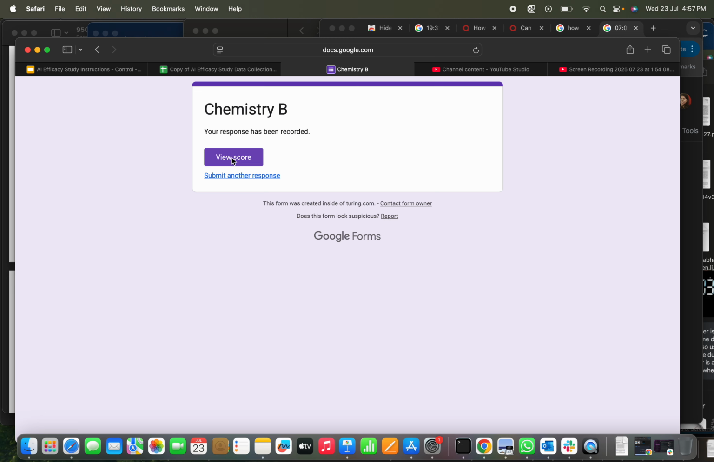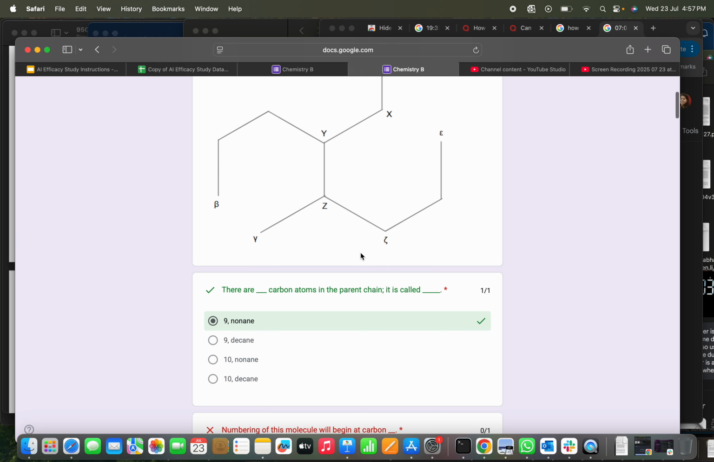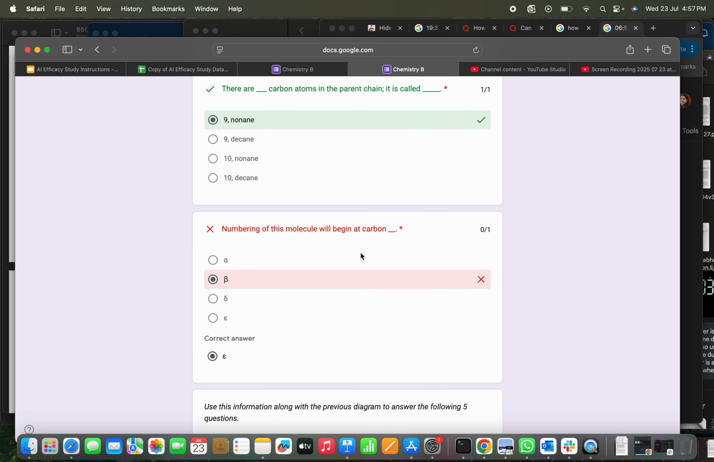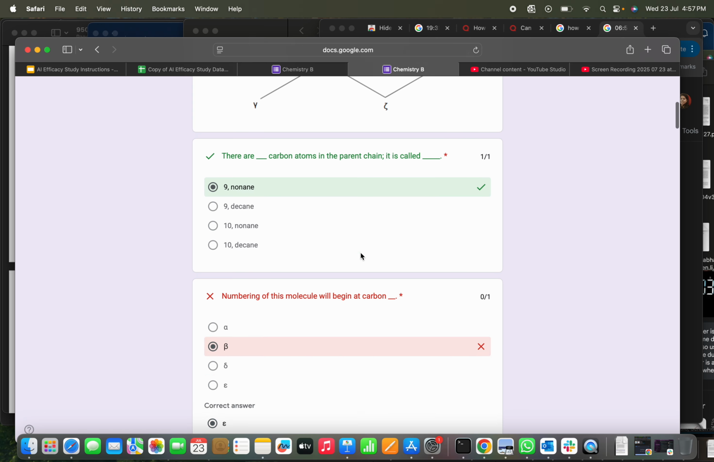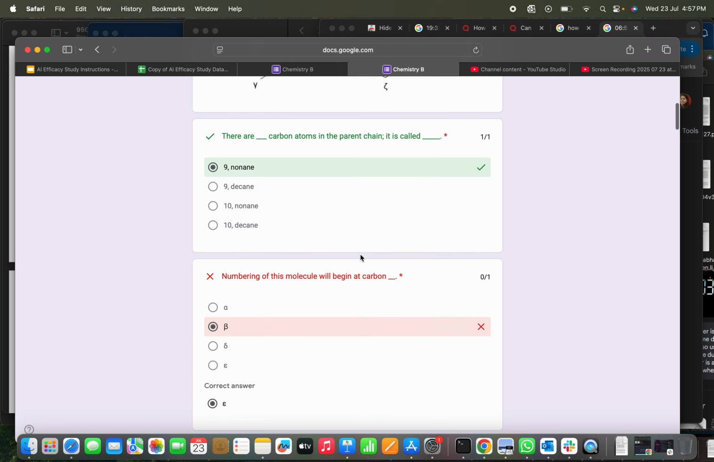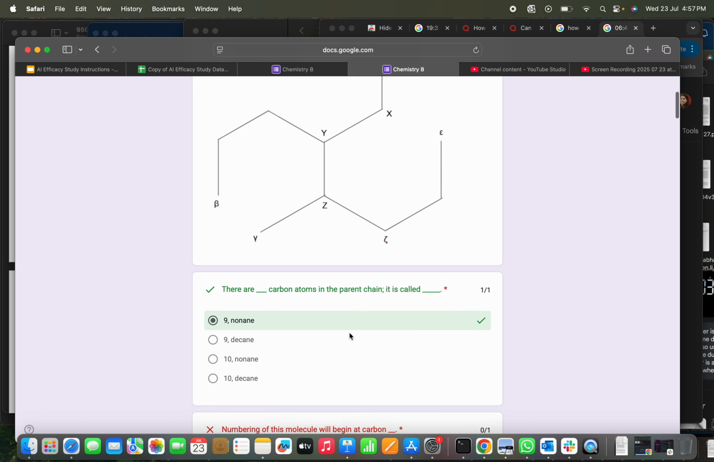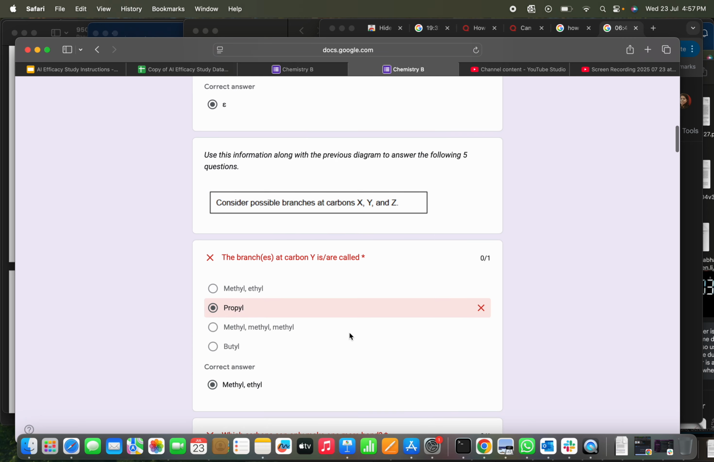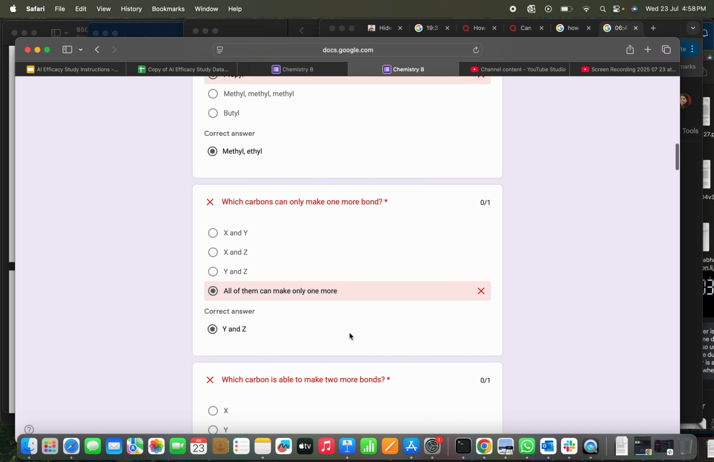Alright, so let's see the score. I got 11. I was not expecting that. It will begin at epsilon. Okay, I was thinking that it should be at either end. That's why I went with beta. Alright, so the branches are called methyl and ethyl. Oh, okay. Y and Z.